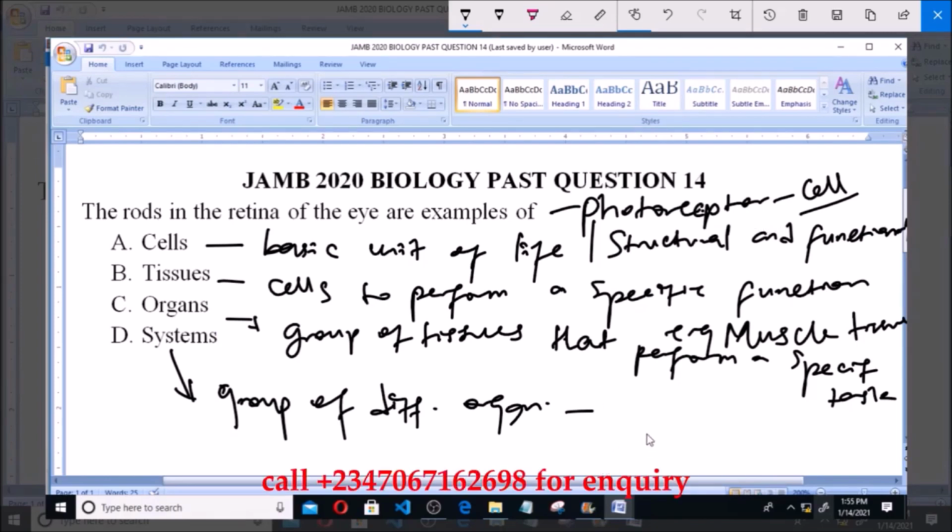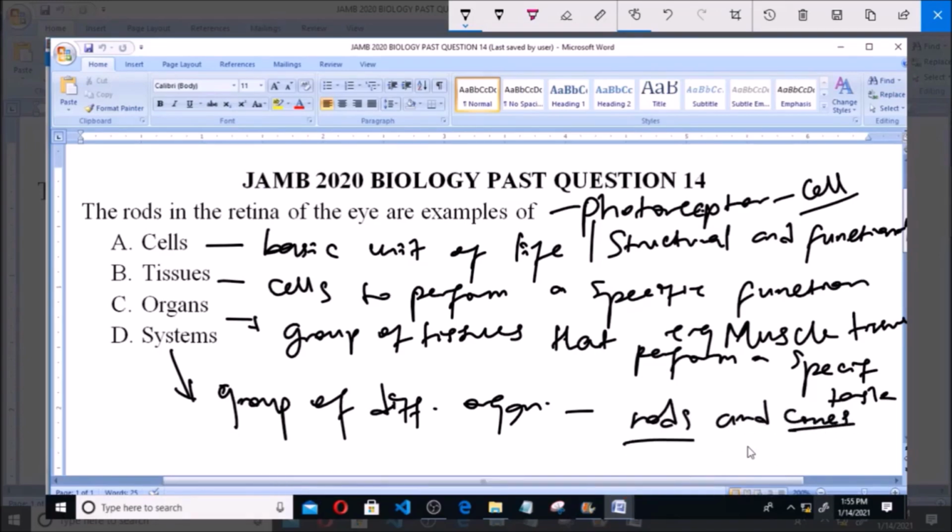Now, these photoreceptors in the eye include the rods and the cones. The rods and cones are photoreceptors, and photoreceptors are cells. They occur at the cellular level. The rods enable us to view in the dark, enabling black and white vision, while the cones are responsible for color vision. But the rods and cones are cells. So the rods in the retina of the eye, responsible for black and white vision, are actually cells.